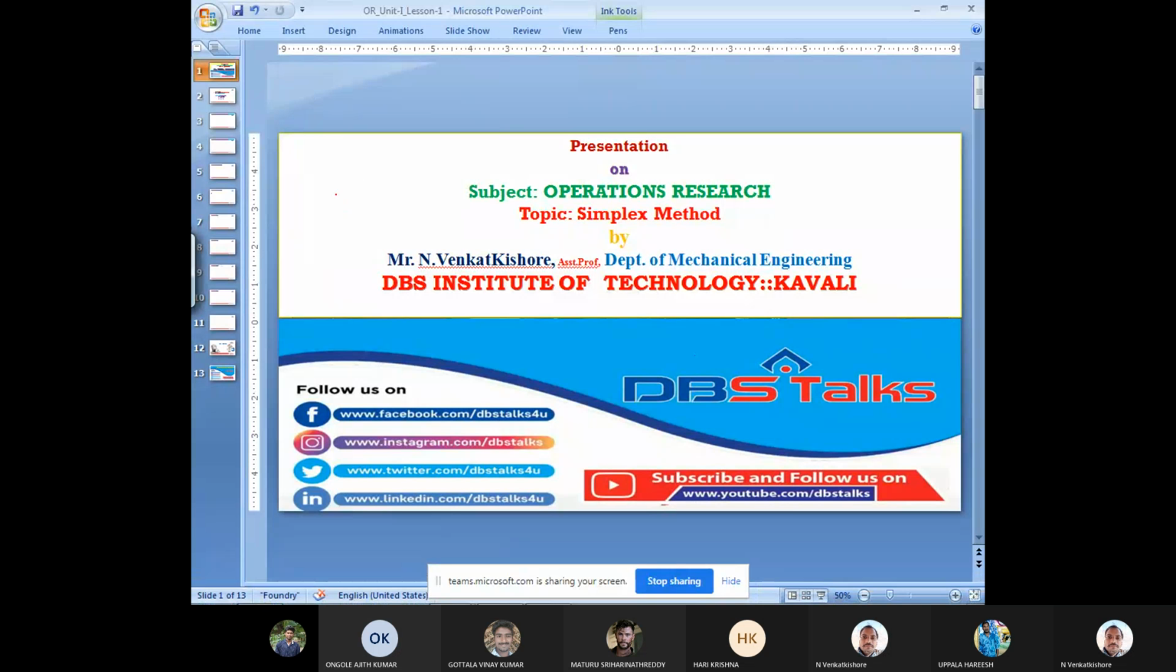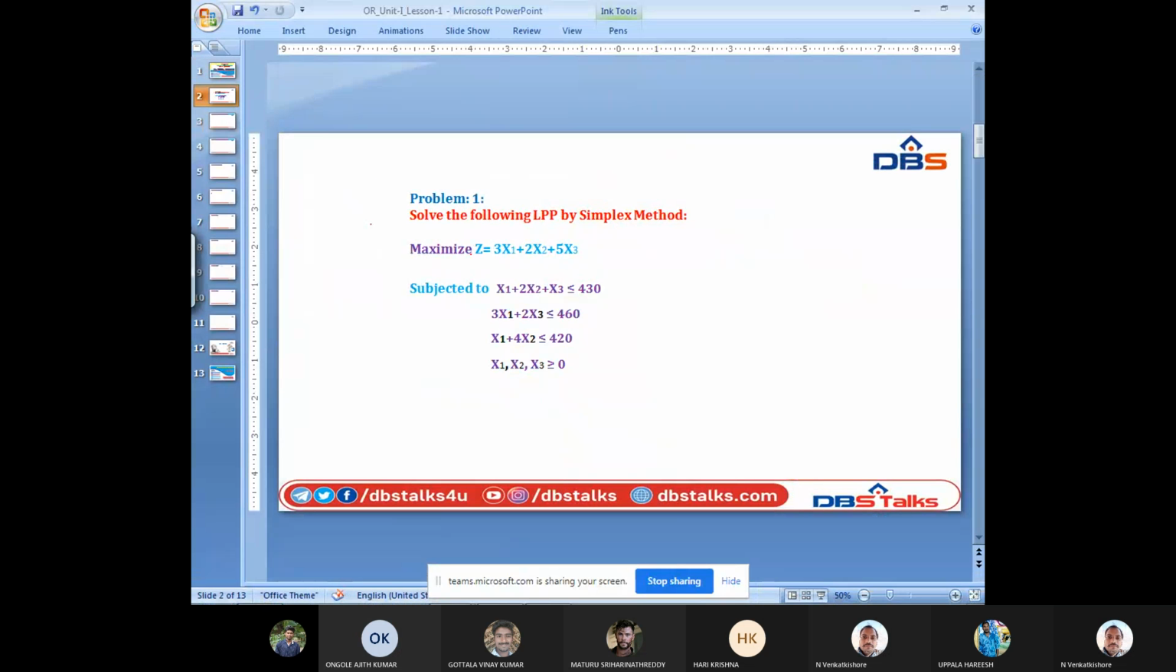So, good morning, students. Today we are starting the Simplex method, particularly the maximization problem. So, we know the problem in LPP. That means linear programming problems are given in a format like this. Here in the problem: solve the following LPP by Simplex method.